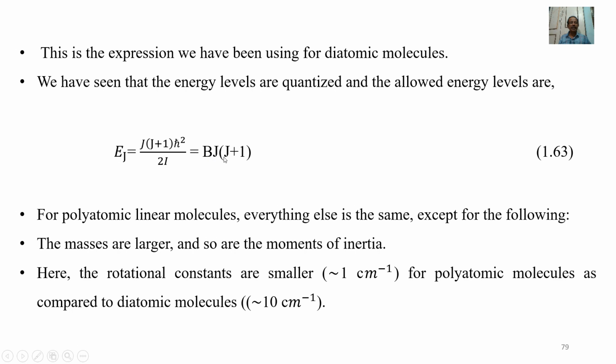For polyatomic linear molecules, everything else is the same except for the following. The masses are larger and so are the moments of inertia. Here the rotational constants are smaller, which is around 1 centimeter to the minus 1 for polyatomic molecules, as compared to diatomic molecules, which is around 10 centimeter to the minus 1.